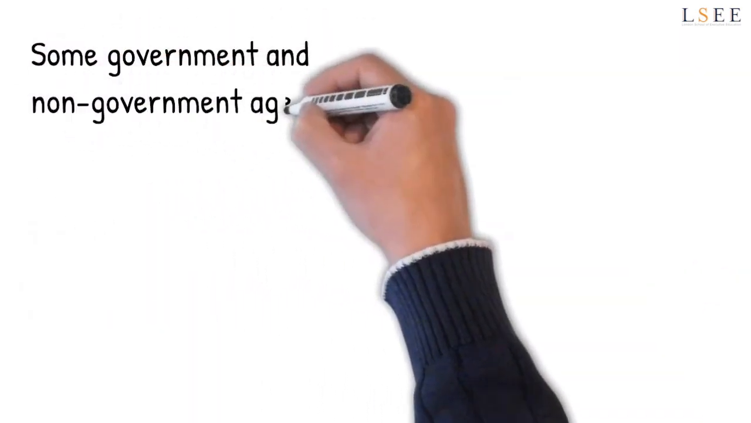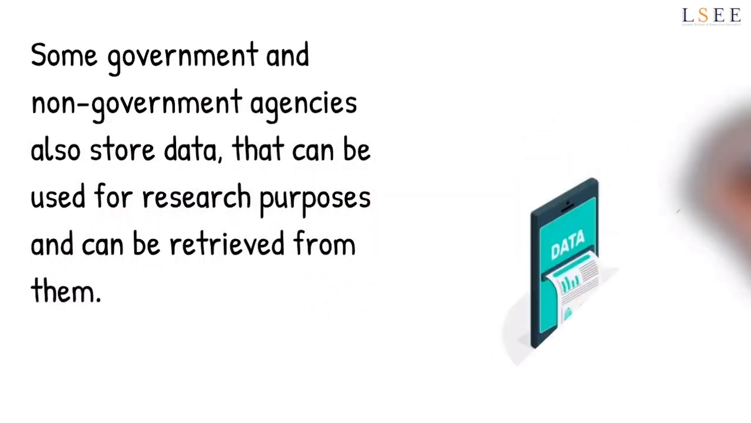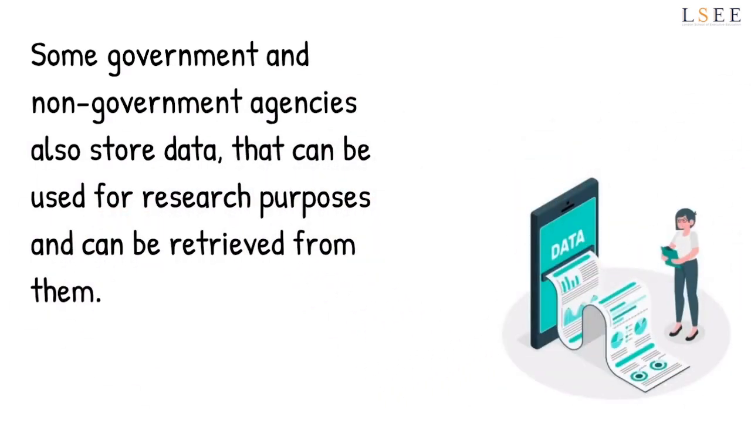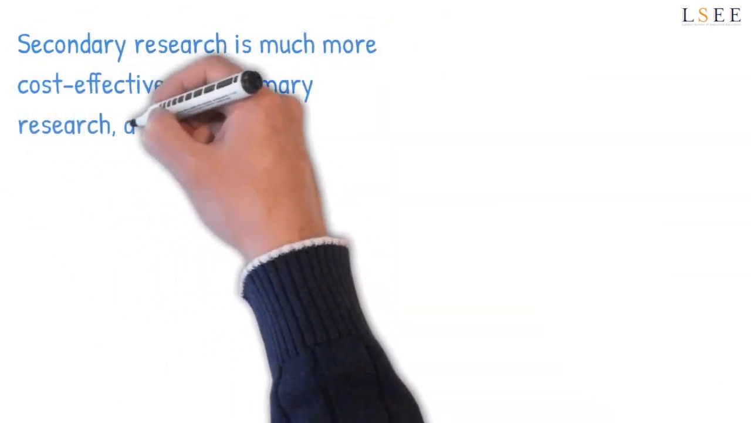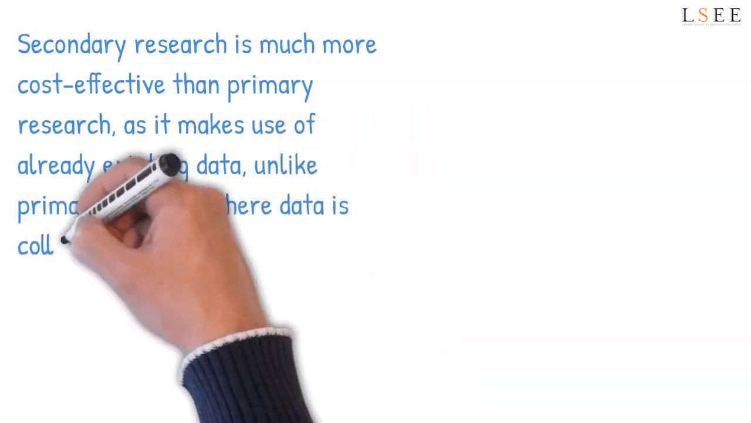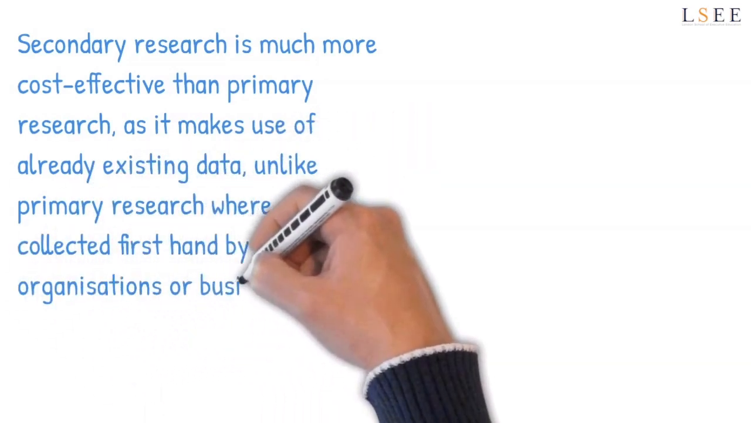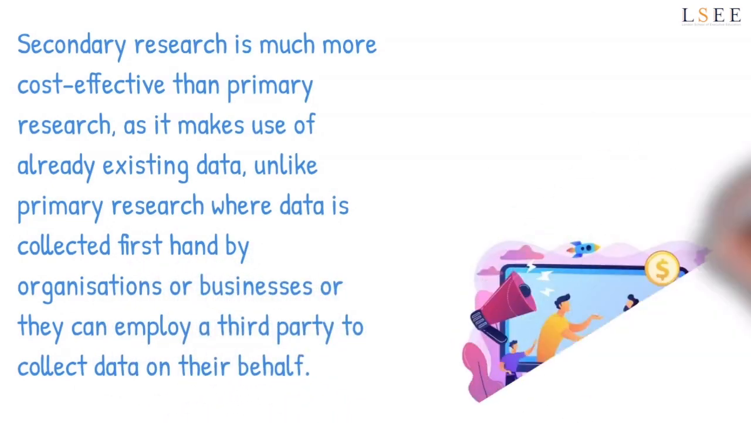Some government and non-government agencies also store data that can be used for research purposes and can be retrieved from them. Secondary research is much more cost-effective than primary research, as it makes use of already existing data, unlike primary research where data is collected first-hand by organizations or businesses or they can employ a third party to collect data on their behalf.